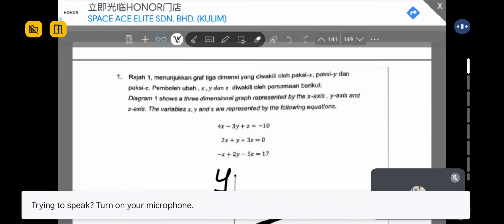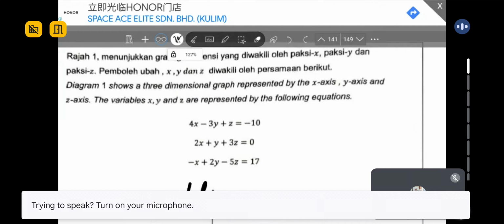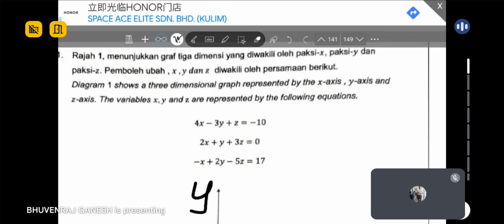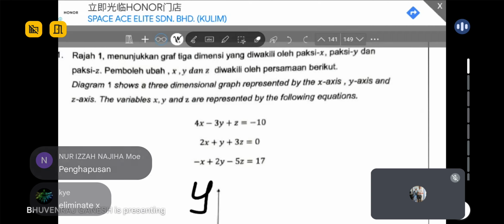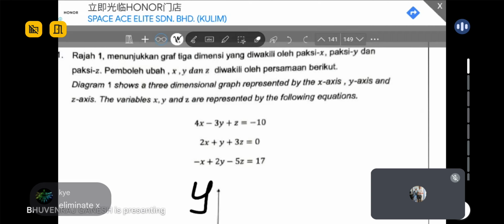Okay, all right. So now guys, you must solve this equation. May I know what method you will use? What do you all think? If you see this one, which one is easiest? Think and see. Anyone? Elimination can. Yes, eliminate X. Or another method, you can also use substitution.